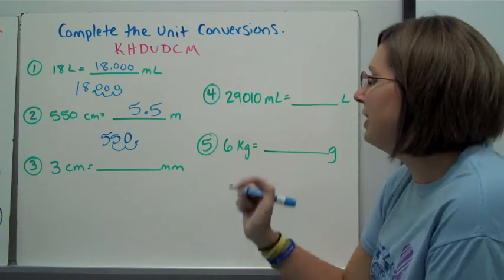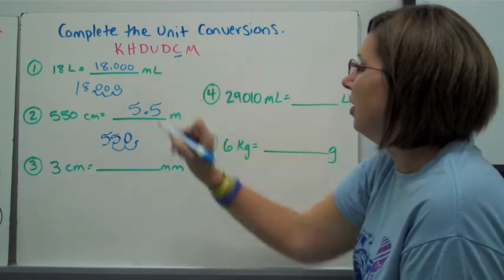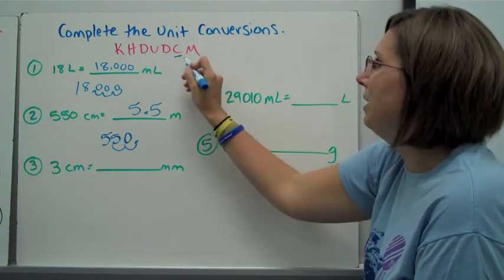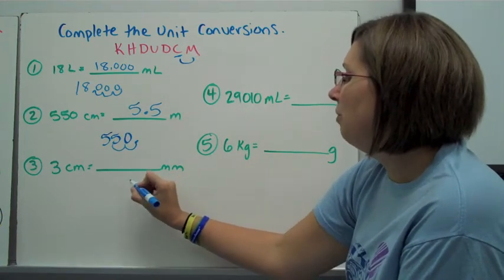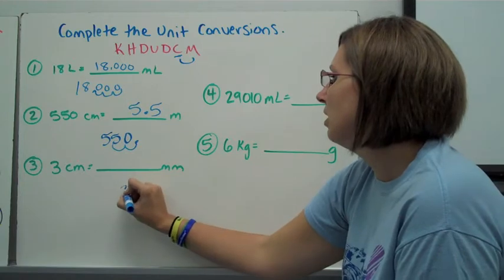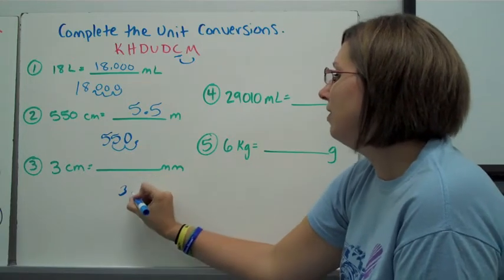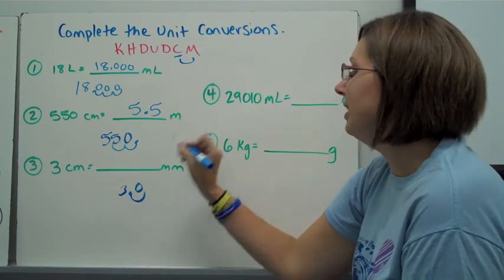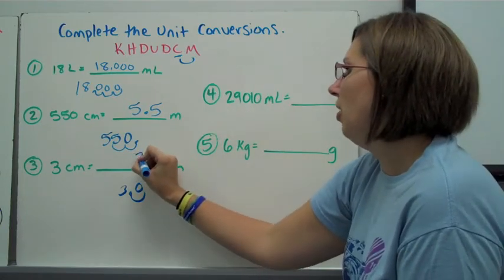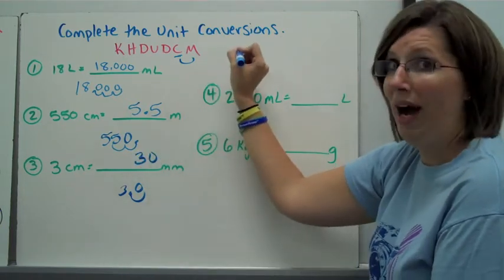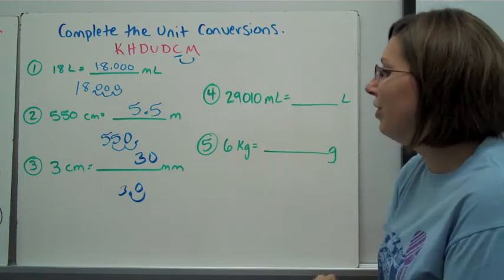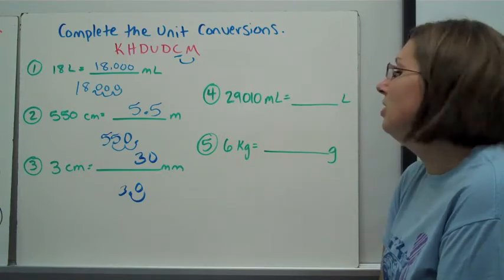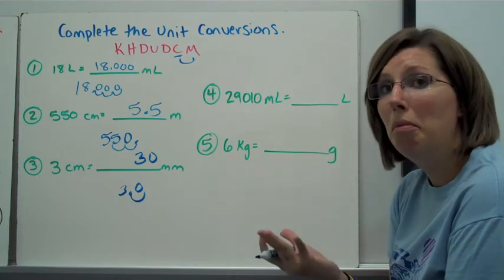All right, I've got 3 centimeters. Here's my starting place. I want to know how many millimeters that is. So I'm going to move 1, and I'm going to multiply by 10, or if you just remember to move the decimal 1 place to the direction you're going, like I moved right, so I'm going to move my decimal to the right, then you'll know that 3 centimeters is equal to 30 millimeters.